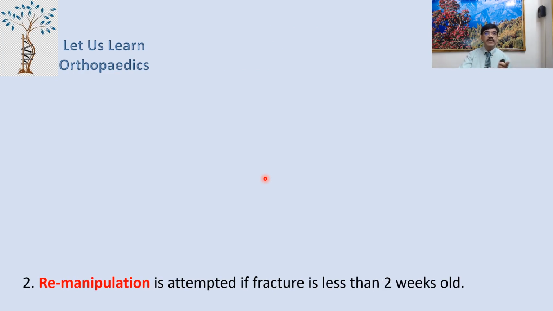Second option is remanipulation, if the fracture is less than 2 weeks old. Sometimes the patient doesn't come immediately after the fracture. He may visit you after 2 weeks, and in such a situation it is going for a malunion. Better you try to do remanipulation.